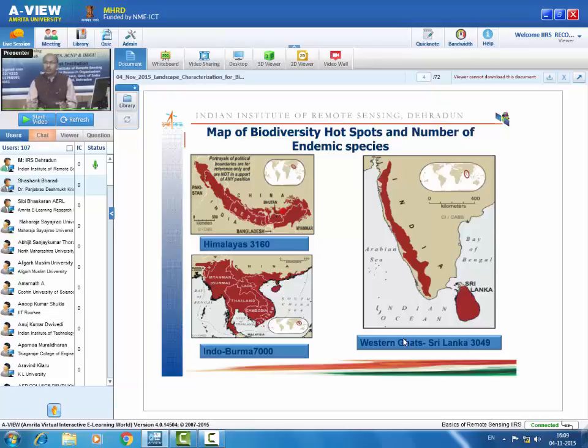Now there's a new term coming up, hotspot. Hotspot basically means where you have very high biodiversity. That means the concentration of the species, whether it is plant or animal, is very high and very unique in that area. So we can call it a hotspot area. So the Himalayas are one of those.